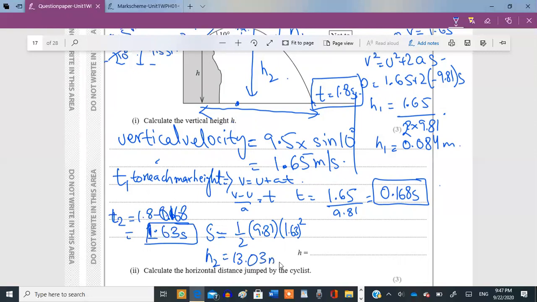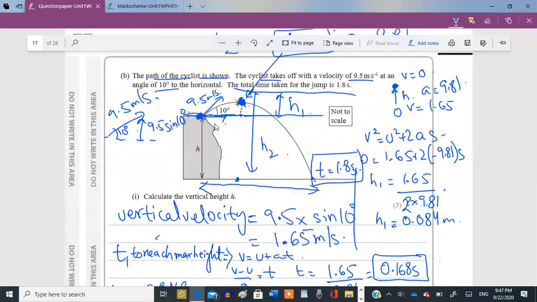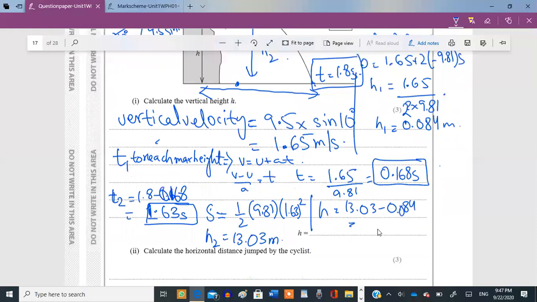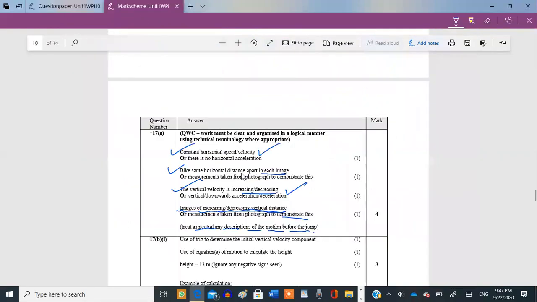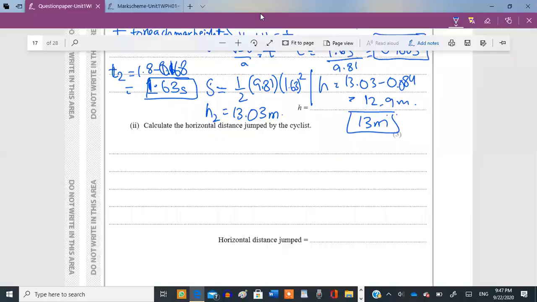13.03 meters. Now you've got the total height and you've got the max height from the hill. You've got h1 and h2. The difference between them is going to be the height of the hill. So the height h equals 13.03 minus 0.084, which is 12.9, or 13 meters, the same thing. 13 meters. We got our answer. Clear?